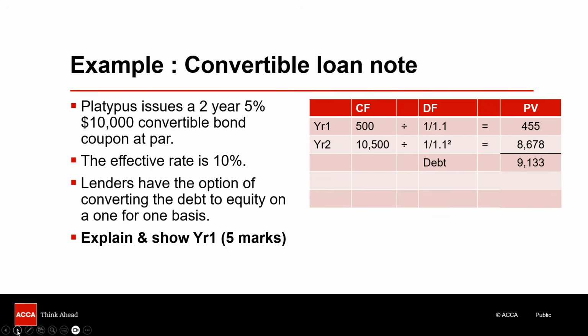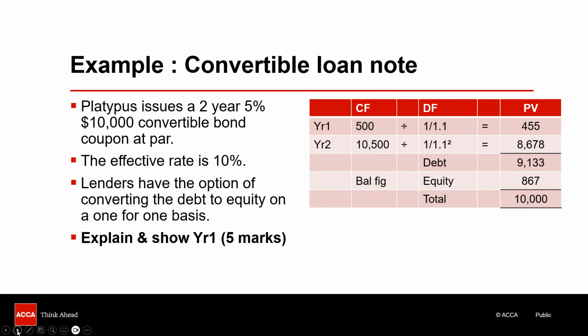We, however, received 10,000. So the value of the equity is the difference between these two numbers. The value of the equity is the balancing figure. So we are debiting cash in the beginning of 10,000, but we're recognizing a non-current liability of 9,133, and we're recognizing an equity element, other components of equity, 867. So that's the initial split, and there would be a mark available for showing that, arriving at that calculation.